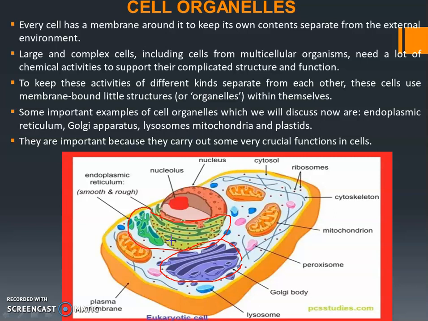Okay, and then comes the lysosomes, right? So these are the lysosomes. It is also a cell organelle. And then comes the mitochondria. This is the mitochondria. And then the plastids. Plastids in the case of the plant cell, the chlorophyll, that is the chloroplast, are plastids. Okay, it will not be seen in animal cells. So this is a normal animal cell picture. Okay, and they are important because they carry out some very crucial functions in the cell.